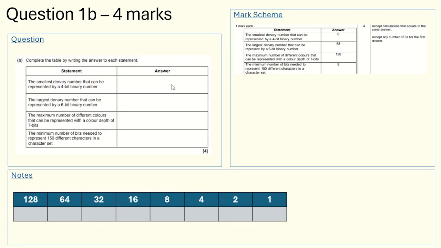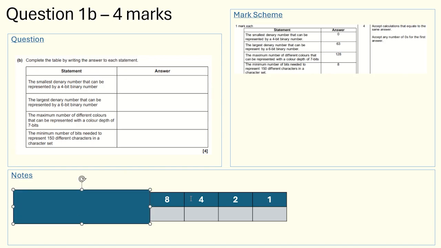So the first statement says, the smallest denary number that can be represented by a 4-bit binary number. Well, we know without doing any kind of calculations that the smallest number we can get is going to be 0. And this is if all of the numbers here, all the different bits are off, they're all set to 0.